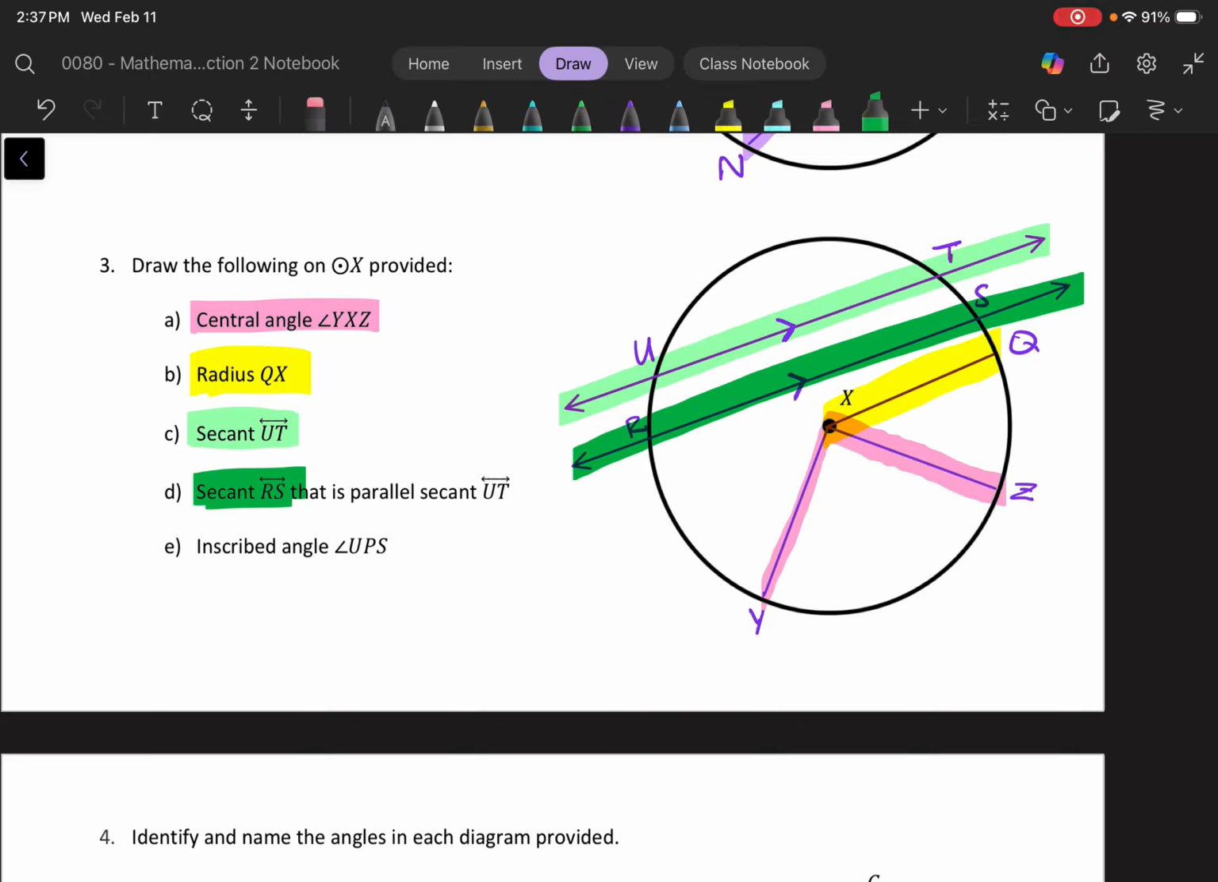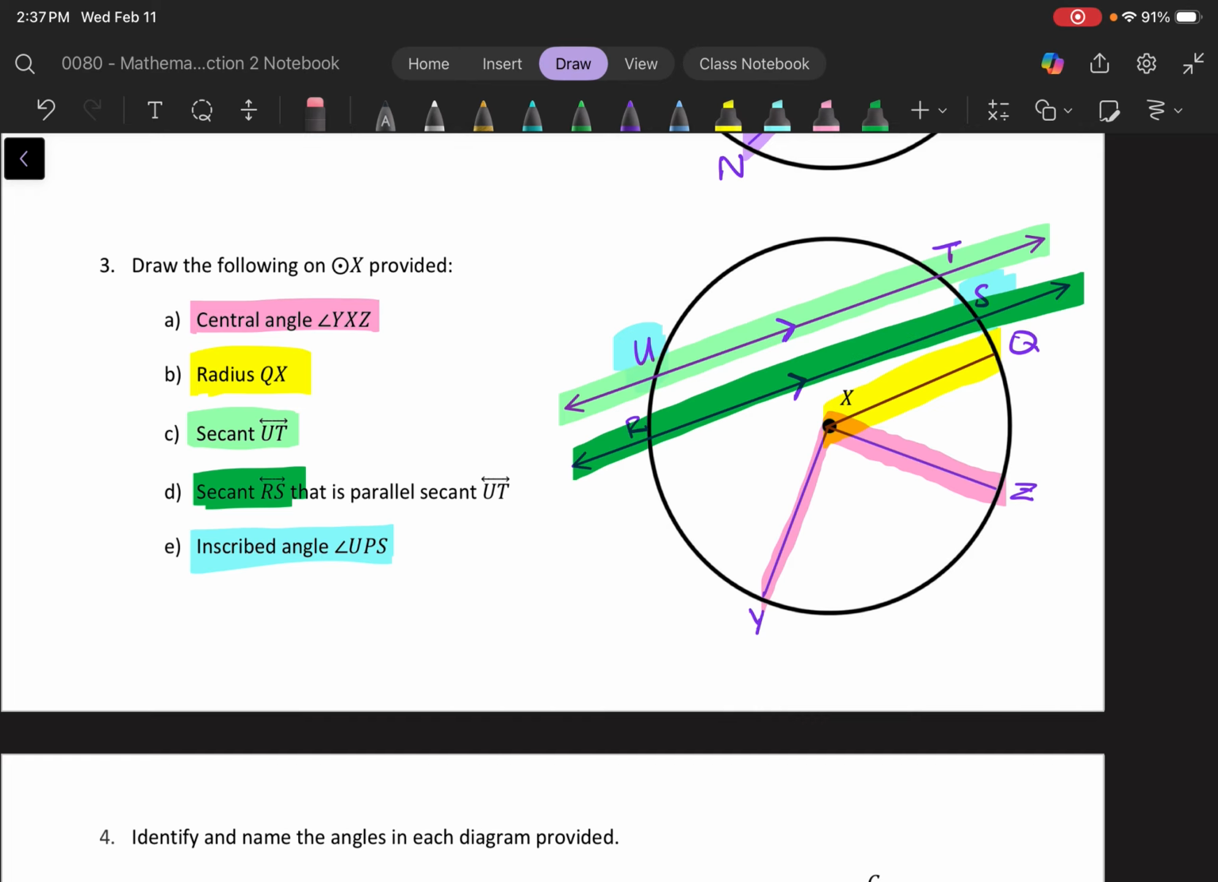Last but not least, I have an inscribed angle. Now this inscribed angle is named UPS. Now I already have a U, I already have an S, I do not have a P. So I am going to make an inscribed angle using the U and the S I've already got.